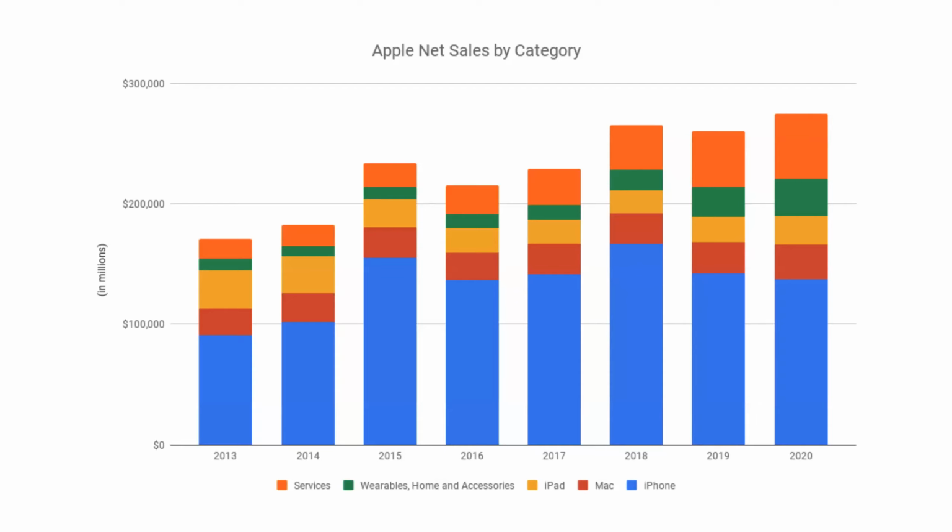What do you see from the snapshot? Just 3 things that stand out. Well, obviously, their net sales have been growing from 13 to 20, and their services has also been growing. It's been getting bigger and bigger. And something that's been kind of stagnant since 2015 is their iPhone net sales.